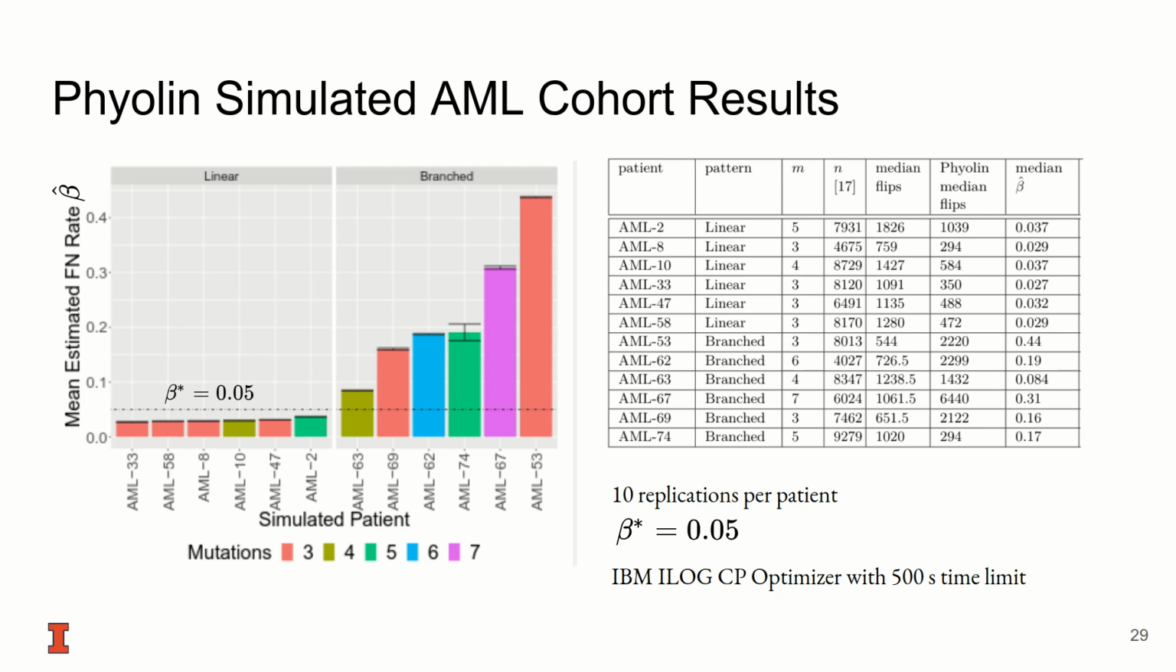So in those cases, we did not reject the null hypothesis that the mode of evolution was linear. In cases where the ground truth mode of evolution was branched, we correctly rejected the null hypothesis in favor of branched evolution.